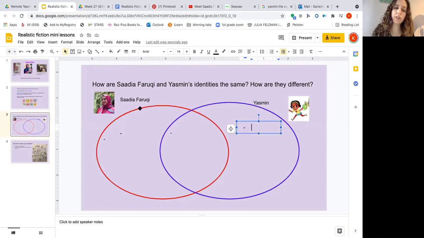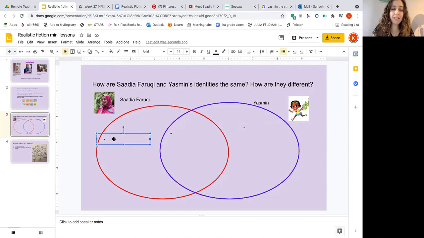Over here, this red circle is all about Sadia Faruqi, and the blue circle will be all about Yasmin's identity. And this part in the middle, where the two circles are overlapping, that's where we can talk about what Sadia Faruqi and Yasmin have in common. That's the same. So let's think. How are they different and how are they the same?